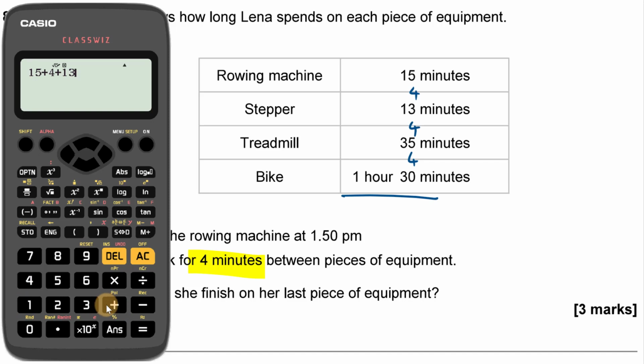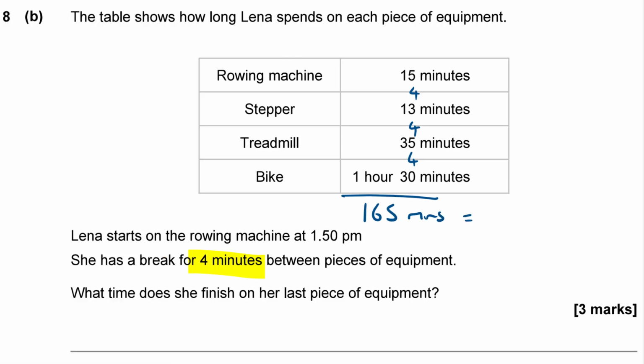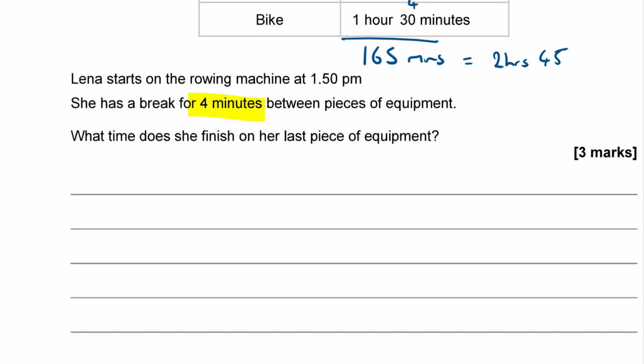15 plus 4 plus 13 plus 4 plus 35 plus 4 plus an hour and 30 minutes, which is, an hour is 60 minutes, 60 and 30 makes 90, doesn't it? So add on another 90. So that's a total of 165 minutes, which is, if you think 60 minutes is an hour, 2 60s is 120, so that's 2 hours and a remainder of 45 minutes. So 2 3/4 hours then, isn't it? Okay, so if she starts then at 1:50 and 2 hours and 45 minutes is going to pass.